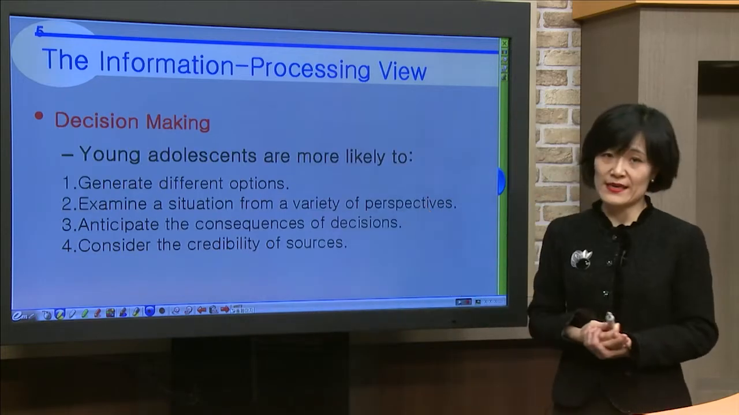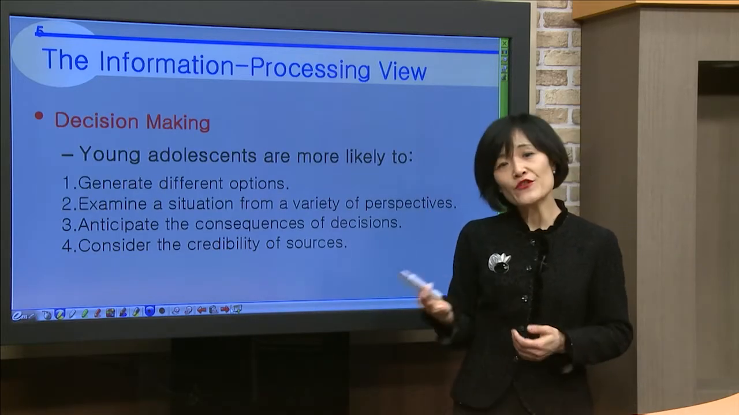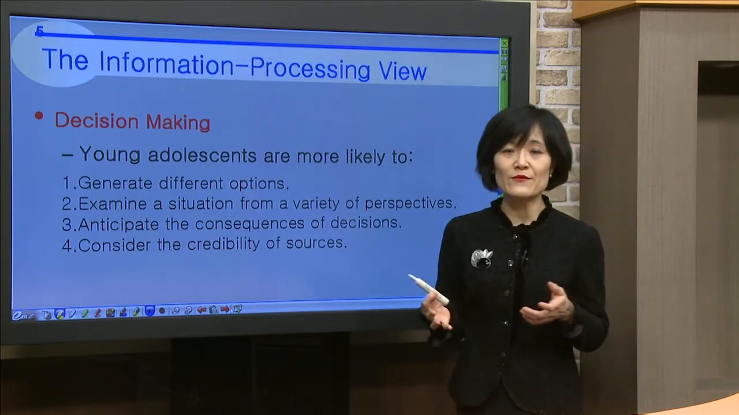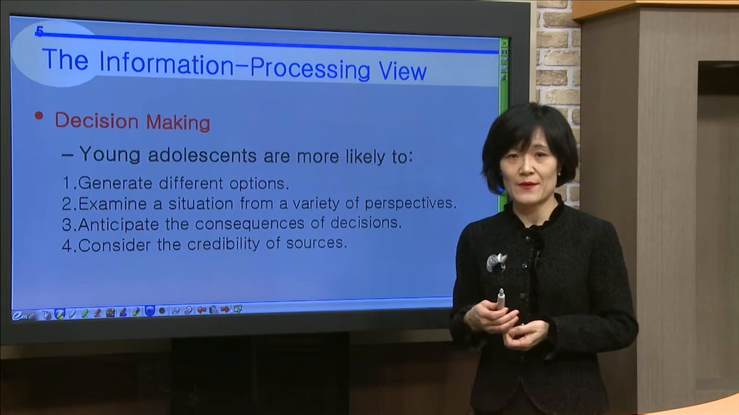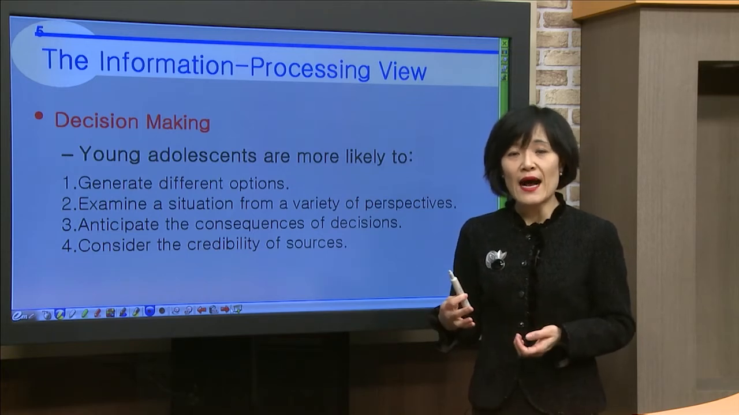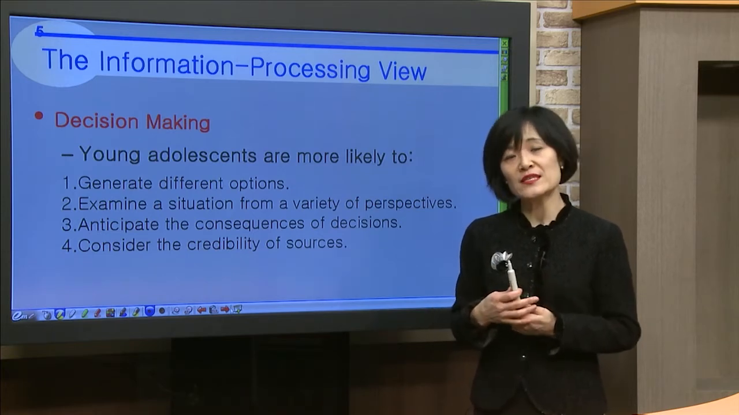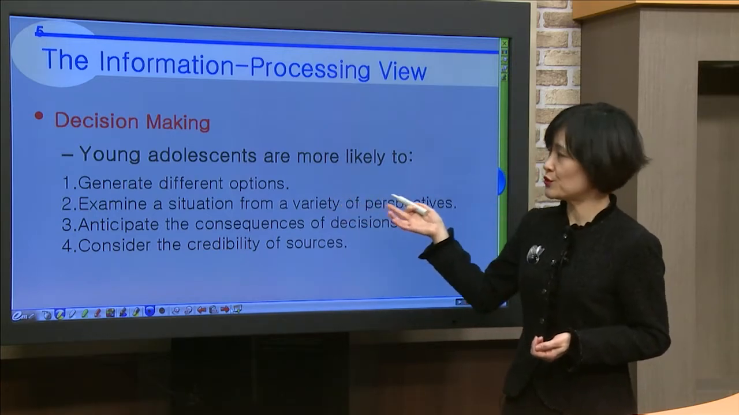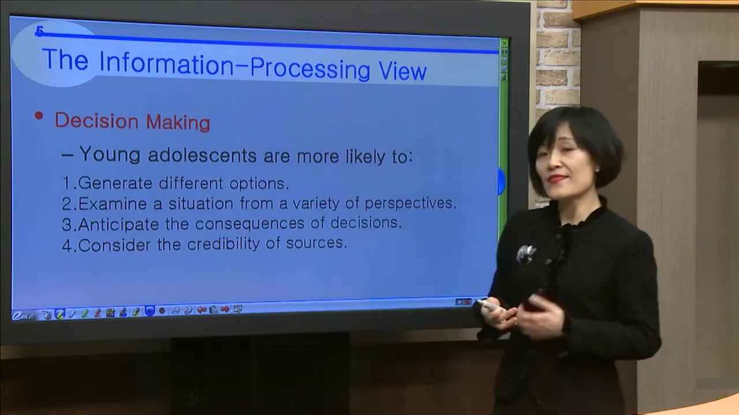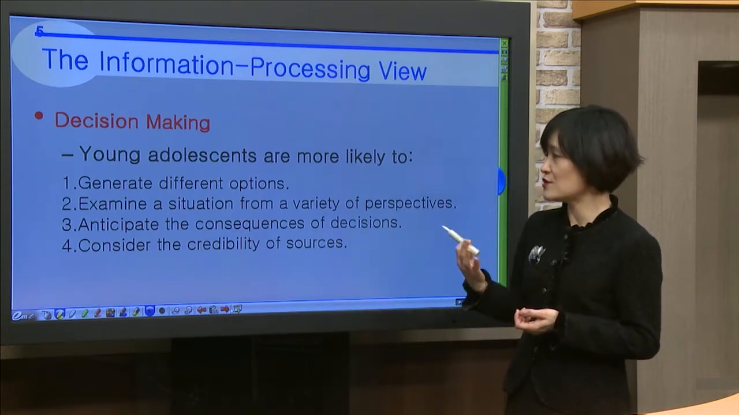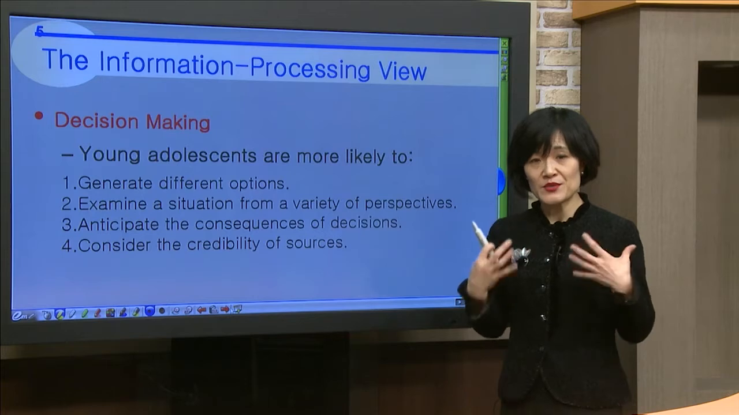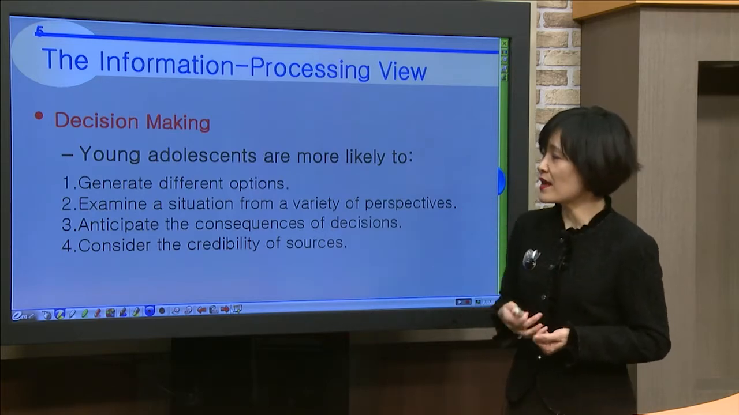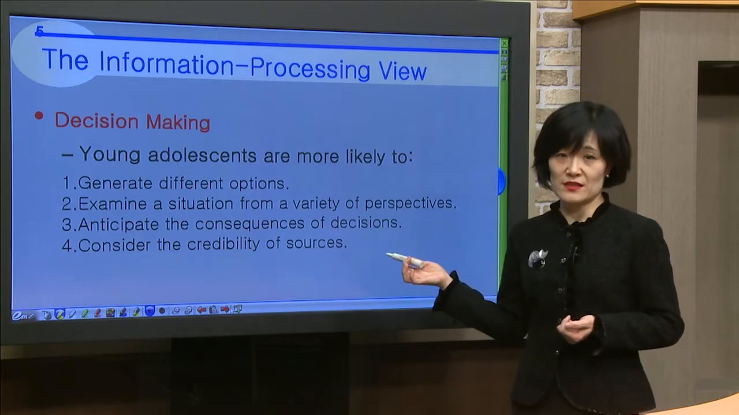First, decision making. If you don't have any capability to make a decision, then probably all the time you're a very anxious, indecisive person. The emotion is anxiety. So young adolescents are more likely to generate different options, and they can examine the situation from different perspectives to see what the pros and cons are. And then they anticipate the consequences of the decision.